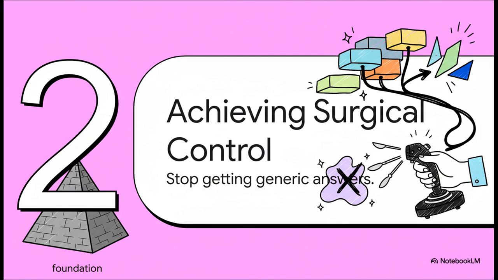All right, foundation is solid. Let's level up. The next stage of mastery is all about taking direct hands-on control of the AI. This is how you stop getting those vague, watered-down summaries and start getting sharp, precise answers to your questions.